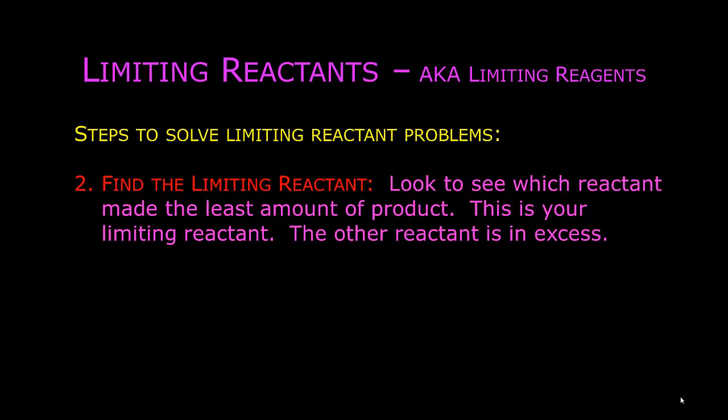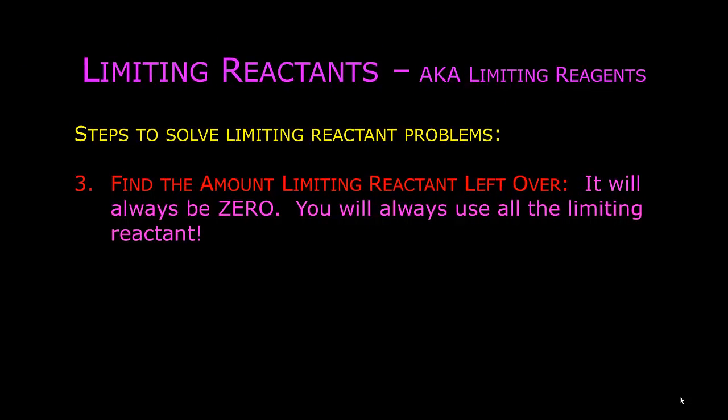Step 2 is you find the limiting reactant. The limiting reactant will be the reactant that makes the least amount of product, because it prevents you from making more, or it limits you from making more. That's why it's called the limiting reactant. It limits you from making more product.